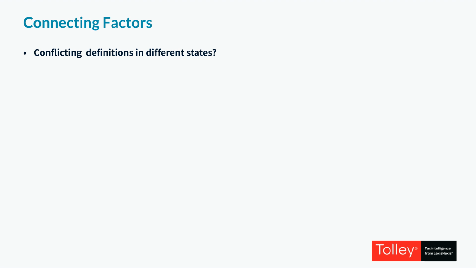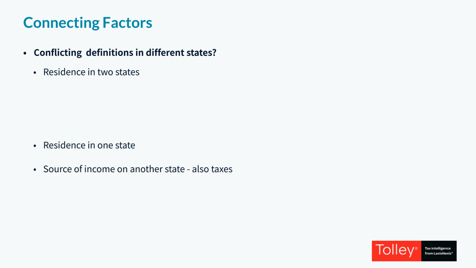For example, there might be conflicting definitions in 2 different states. It could be that 2 states each claim a taxpayer is resident in their country. This could happen because countries have their own domestic law definition of what it means to be resident. Each state would therefore impose tax on the taxpayer on a worldwide basis. The problem, of course, is that 2 countries are doing this at the same time on the same income.